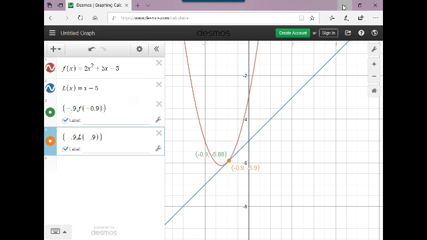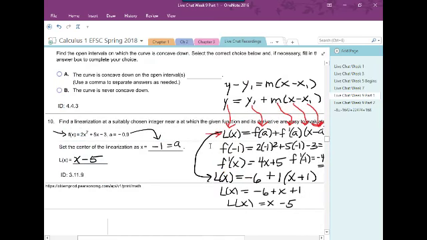Okay, so that's the linearization. Again, if you have any questions so far or a particular one on the review that you want to look at, please let me know. Otherwise, we're going to move on now to item number 12.